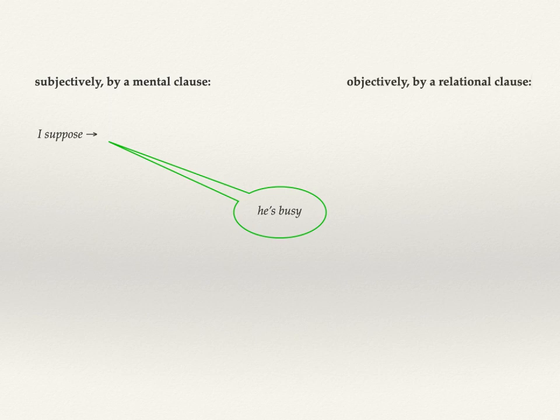Or objectively by a relational clause. It's probable, and then what's being assessed is embedded as a clause, the carrier of the attribute probable. So that's the embedded clause, he's busy. So these are two ways in which the orientation of the assessment can be made explicit. By mental clause, subjective orientation explicit, or a relational clause, objective orientation explicit.